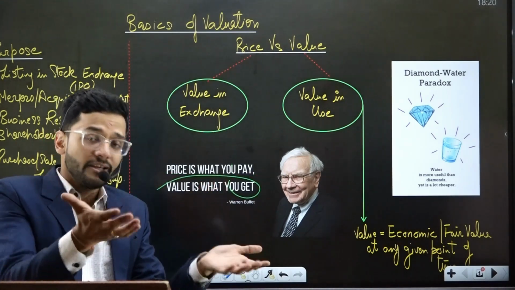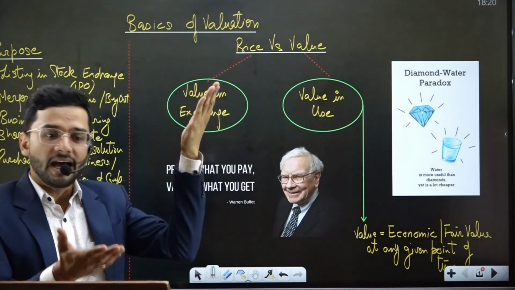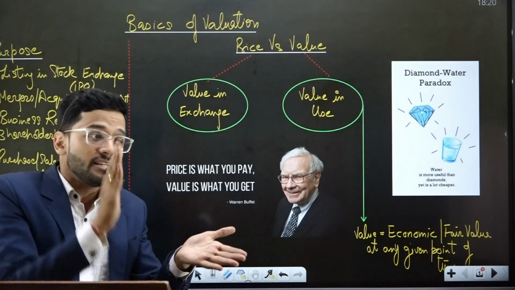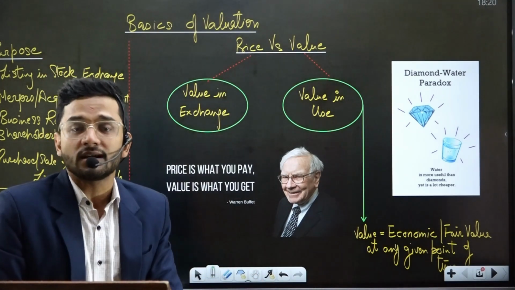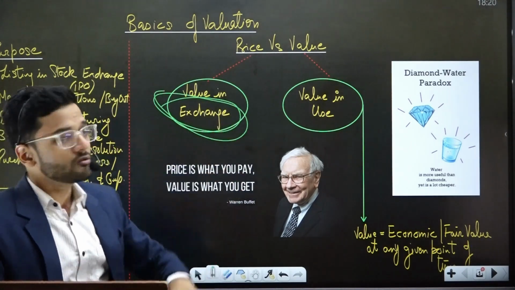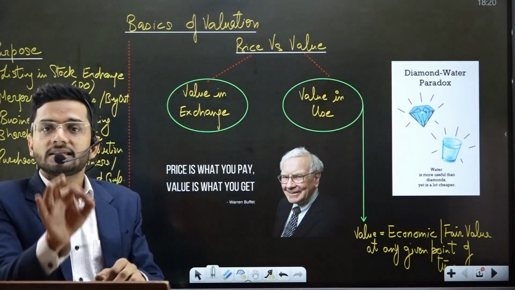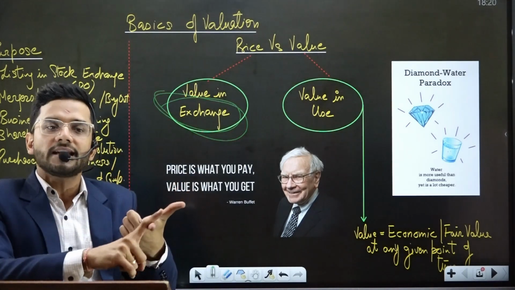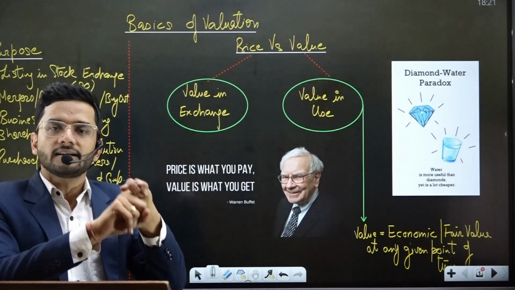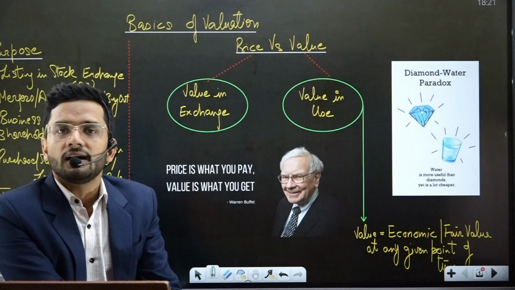This difference will always be there. Sometimes price will be higher, value will be lower. Sometimes value will be higher, price will be lower. Price is easy to ascertain. How is price easy to ascertain? Price is actually the value in exchange, which means the economics of demand and supply. Wherever demand and supply intersect, at that point, price will arise.